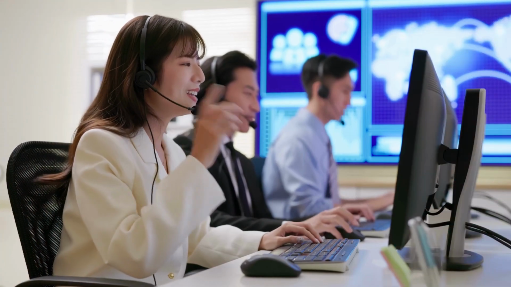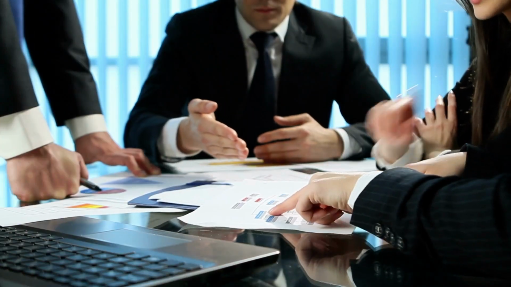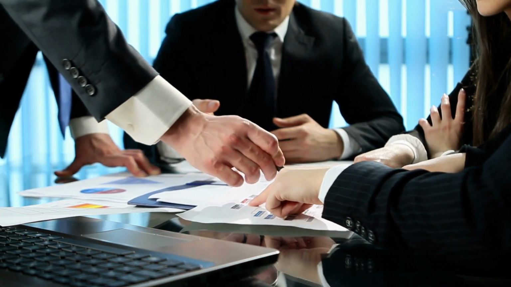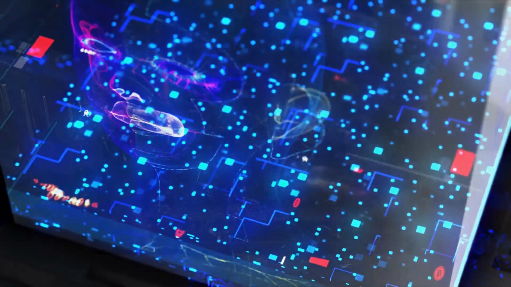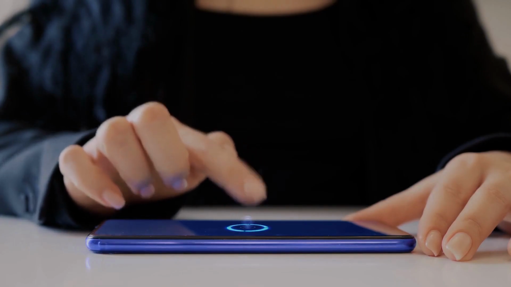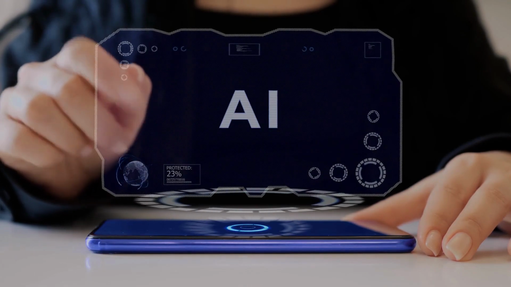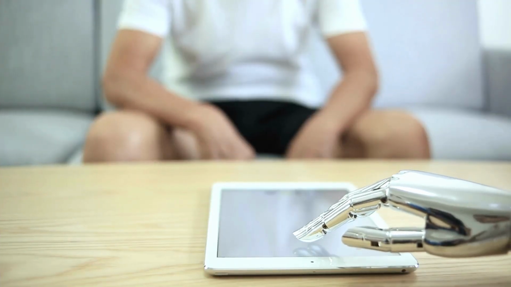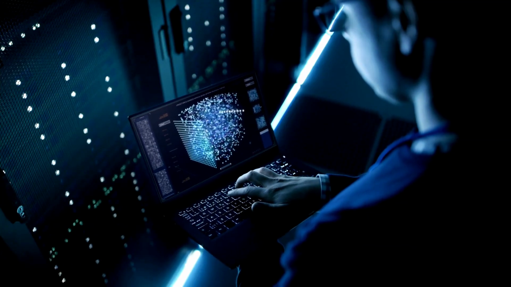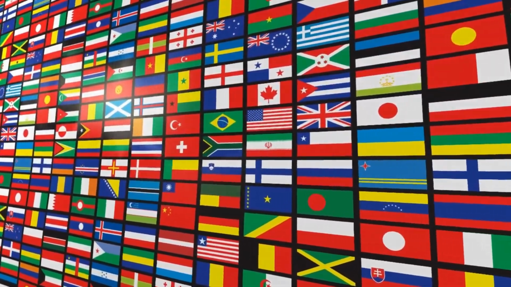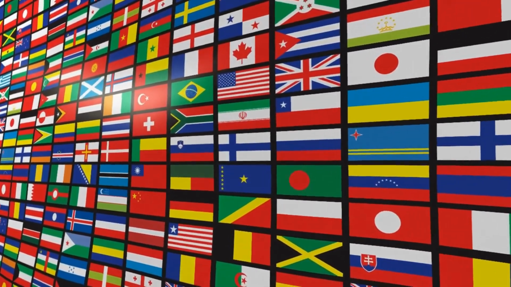Number 4, AI and customer service. Customer service has always been vital for businesses, and in 2023, AI is transforming this sector. At number 4, we have AI-powered chatbots that are redefining customer interactions. These intelligent bots can handle queries, offer support, and provide personalized solutions, even in multiple languages.